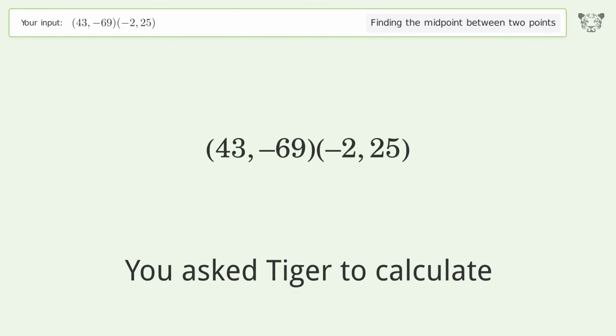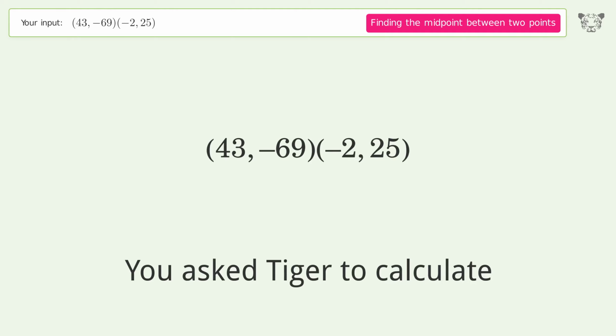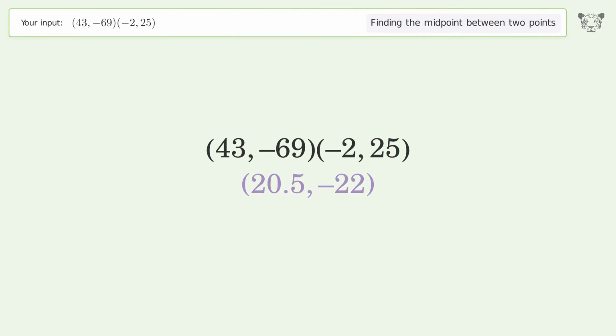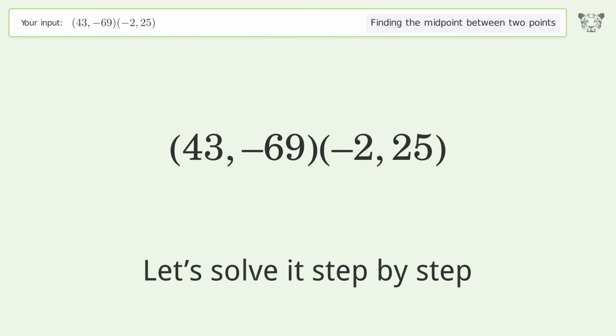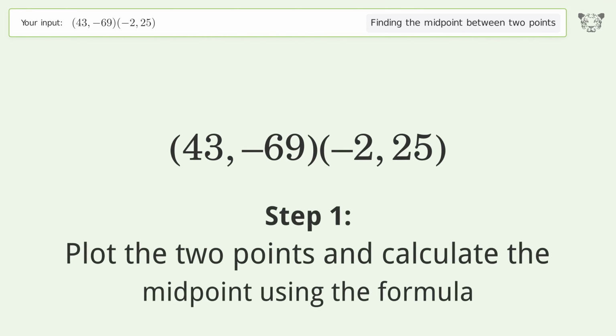You ask Tiger to calculate. This deals with finding the midpoint between 2 points. The midpoint between the 2 points is 20.5, negative 22. Let's solve it step by step. Plot the 2 points and calculate the midpoint using the formula.